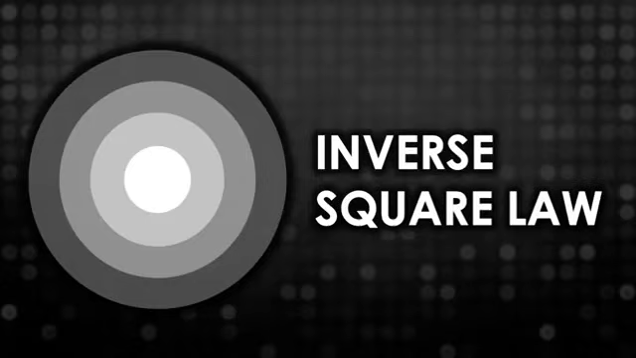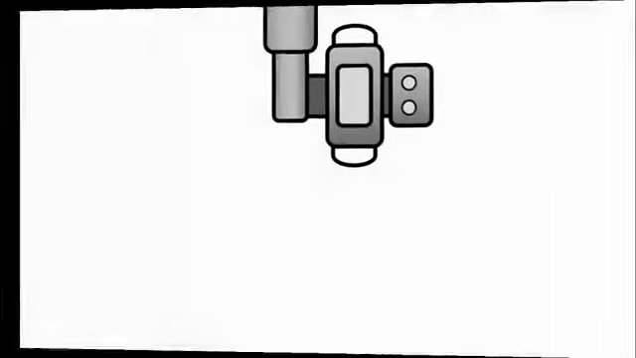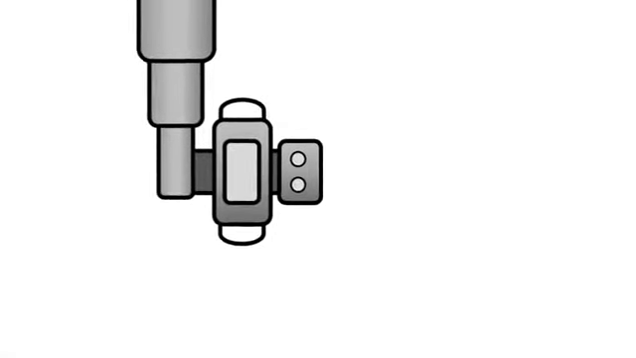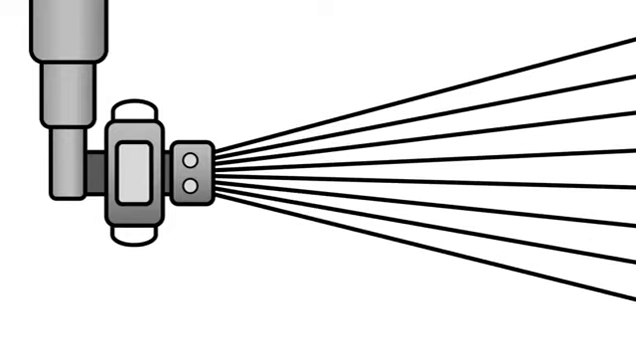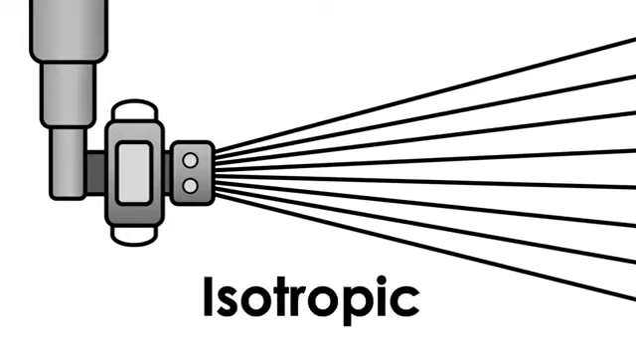Hey everybody, welcome back. This video is about the inverse square law. To understand the inverse square law, we have to understand the nature of the X-ray beam. When the X-ray beam is created at the anode target, it's created in an isotropic fashion. That means it's created equally in all directions.